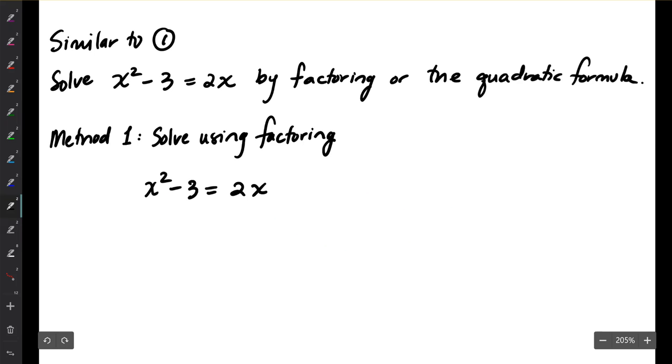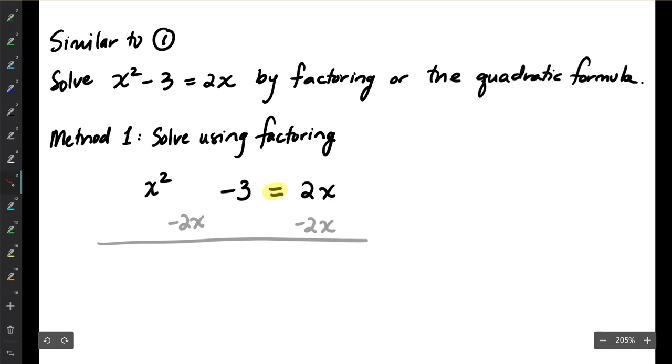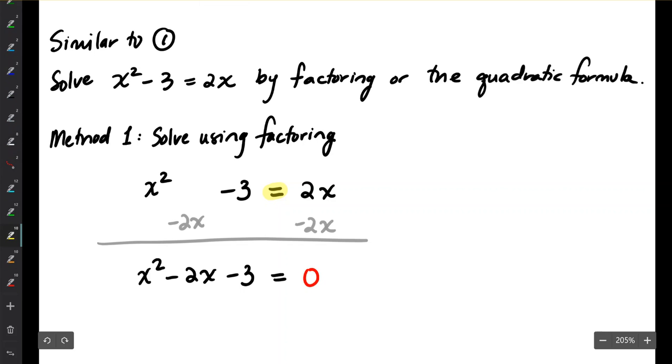So notice that this equation is not set equal to 0. So I'm going to subtract 2x from both sides, and if you have a hard time lining things up, you can highlight that equals sign and line up any like terms, which we don't have any. X squared and minus 3 are not the same kind of term as minus 2x. So we have x squared minus 2x minus 3 is equal to 0. Right, so that's what we did right there.